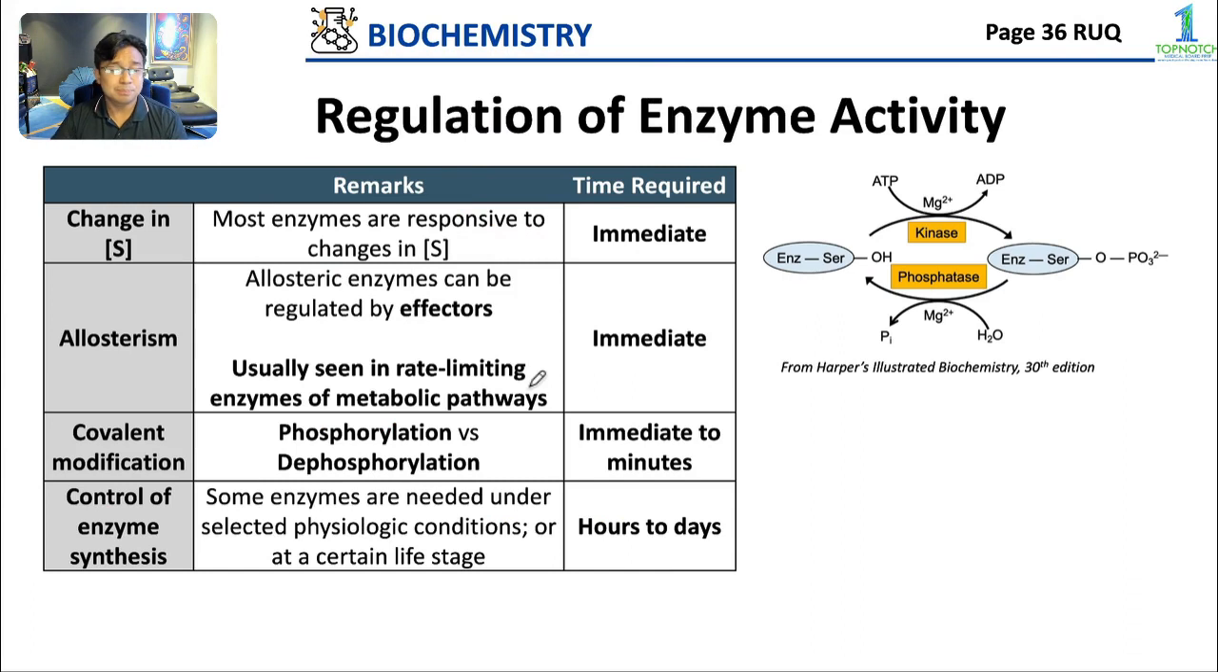Now, there are different means of regulation of enzyme activity. You can have change in substrate concentration, allosterism, and even covalent modification. And of course, control of enzyme synthesis can also be a means to regulate this one. Kasi some enzymes are needed only under selected conditions or even certain life stages. So, it may take hours to days for control.